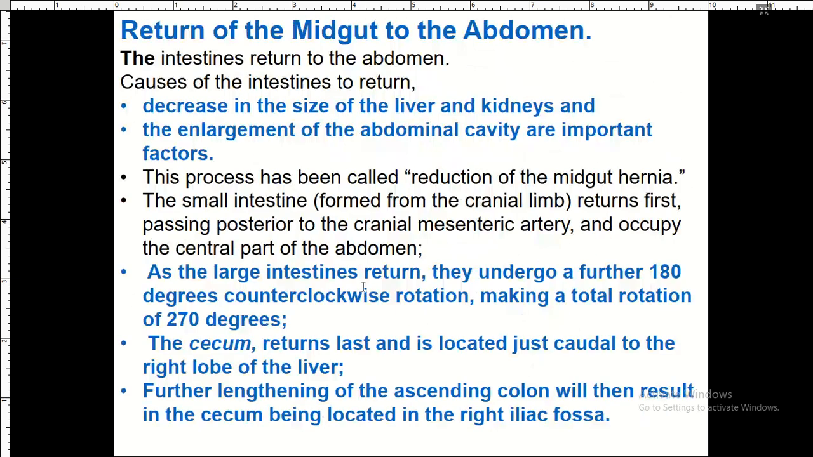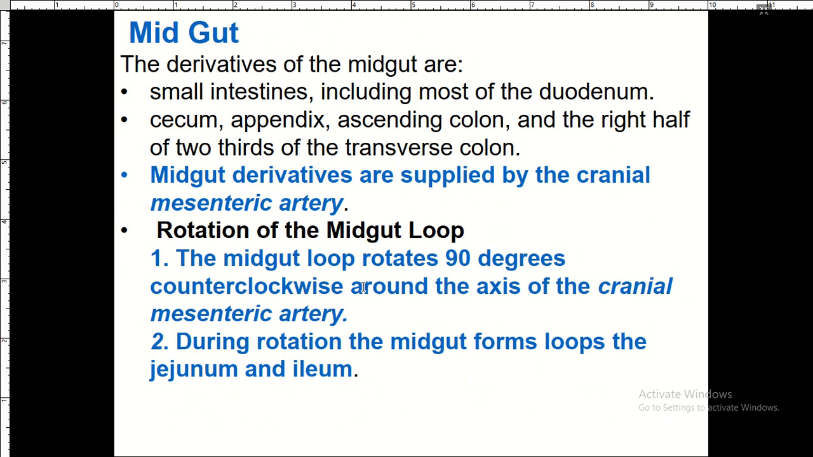Good. So let's now take a look. We said rotation of the midgut. The midgut rotates 90 degrees counterclockwise about the axis of the superior mesenteric artery. That is physiological herniation at week 6. During rotation, the midgut forms the loops, which is the cranial part. That's the one that's going to form the jejunum and the ileum.